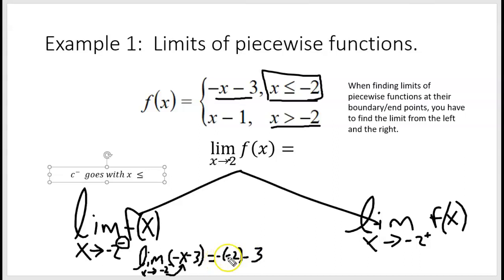Notice the negative outside the parentheses and inside cancels, so you end up with a positive 2. And positive 2 minus 3 is negative 1. So let's review that really quick.